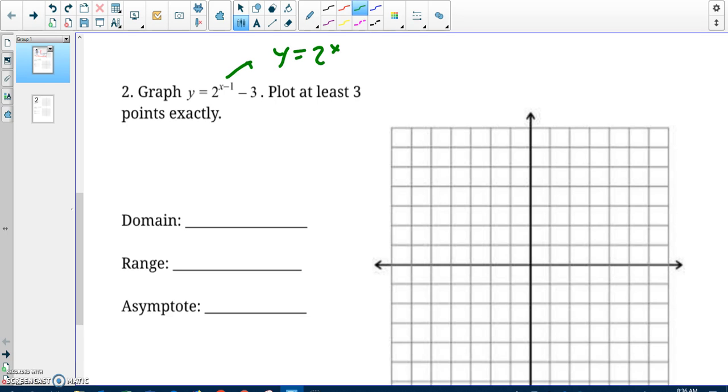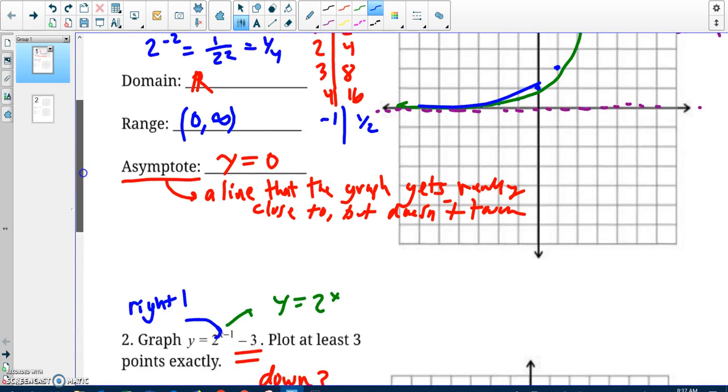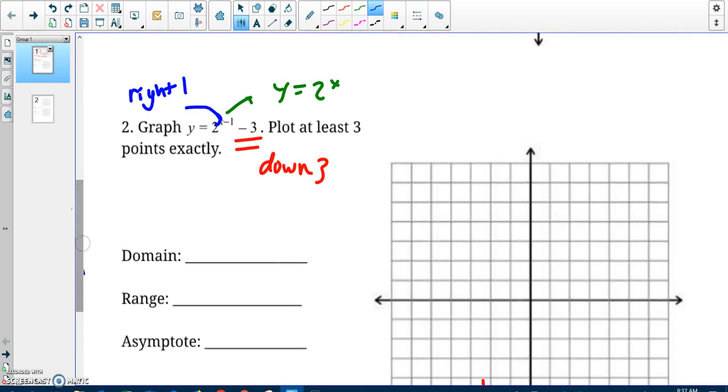So this minus 3 is on the outside, so it's going to move my exponential down 3. The minus 1 is like in the exponent, so I kind of think about it as being on the inside of our function. So it's going to move it horizontally, and it works backwards. So that minus 1 is actually going to move it right 1. So this graph should look exactly like this graph, shifted down 3 and right 1.